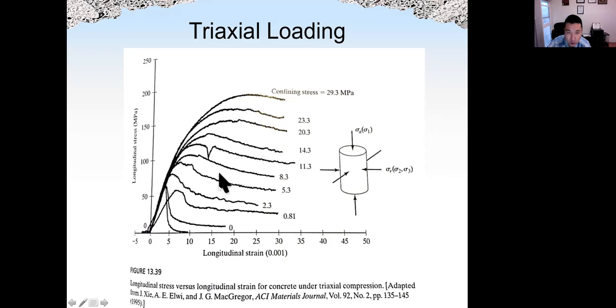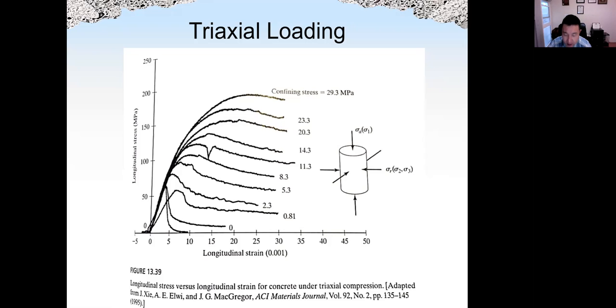Another thing we can notice is after the peak stress, the concrete can still resist quite a lot of load. Okay, at the end of the curve, the stress level is not going down to 0. That means the concrete can still resist some load. And we call that residual strength. And that residual strength increases with the confining strength. Okay, so the higher the confining strength, the higher the residual strength will also be.